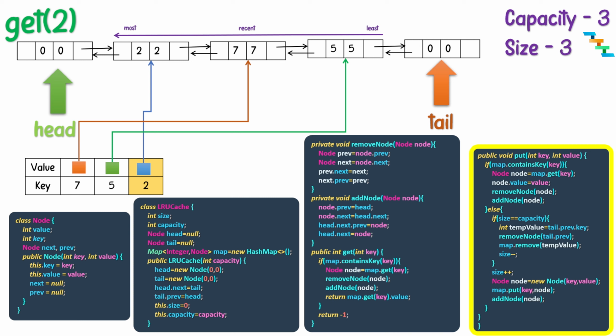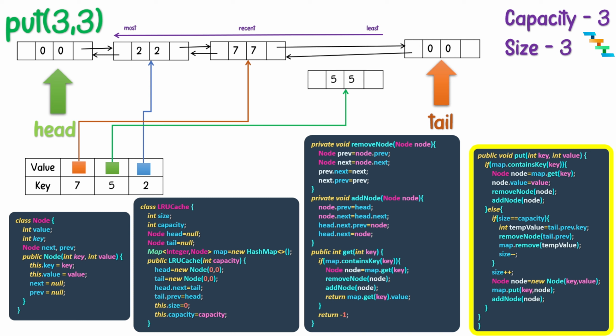Now we will see what happens when we try to put a new entry when the capacity is reached. First, we will check whether the key is present in the hash map. The key is not present in the hash map. So we will check if the size reached the capacity. Yes, the size reached capacity. Both are at 3. Now we will remove the tail's previous.